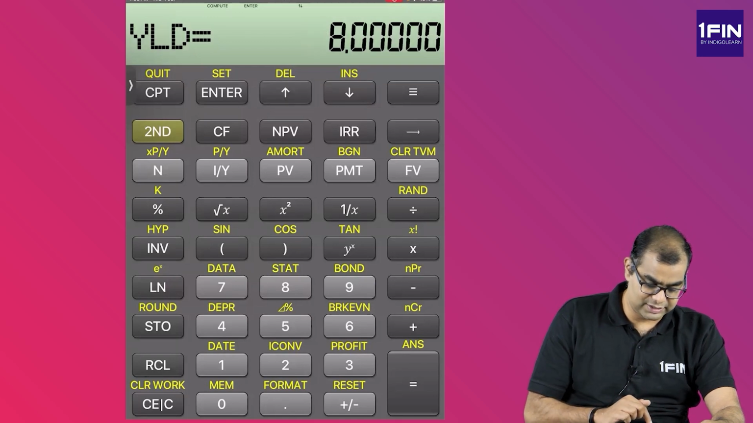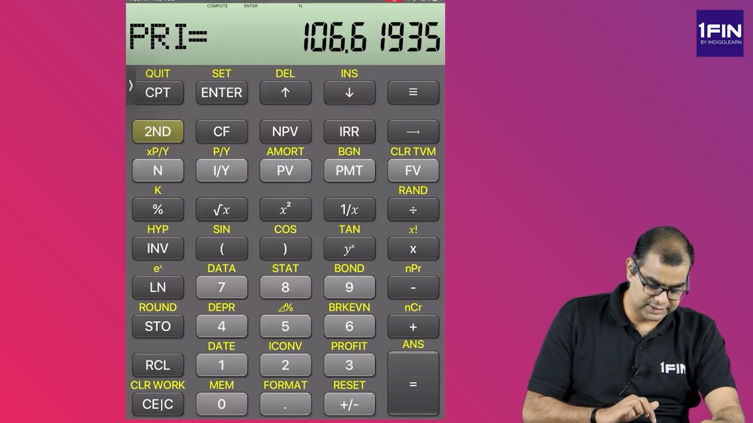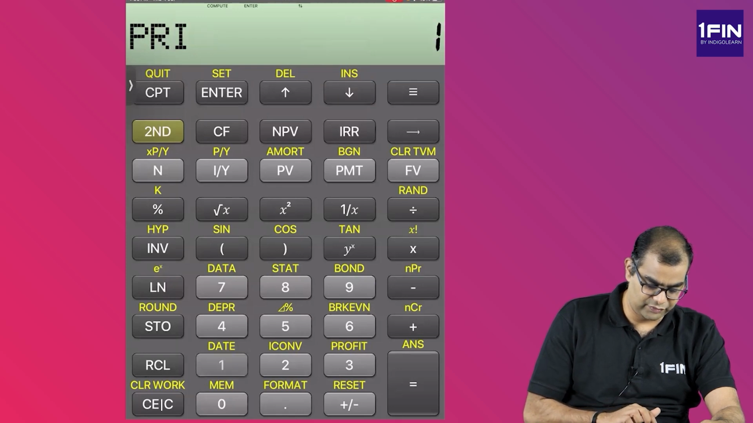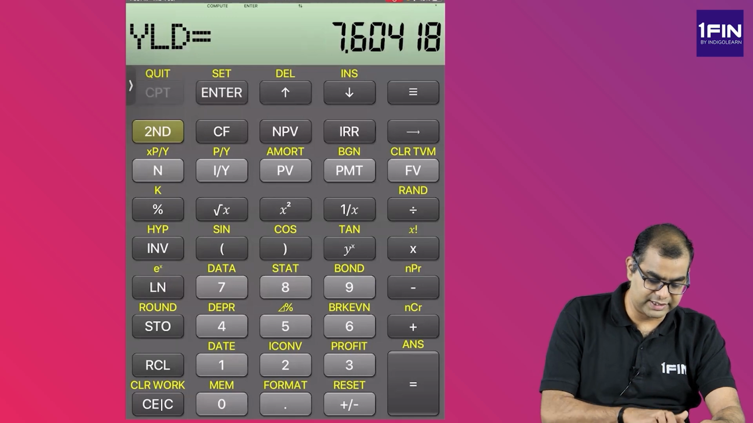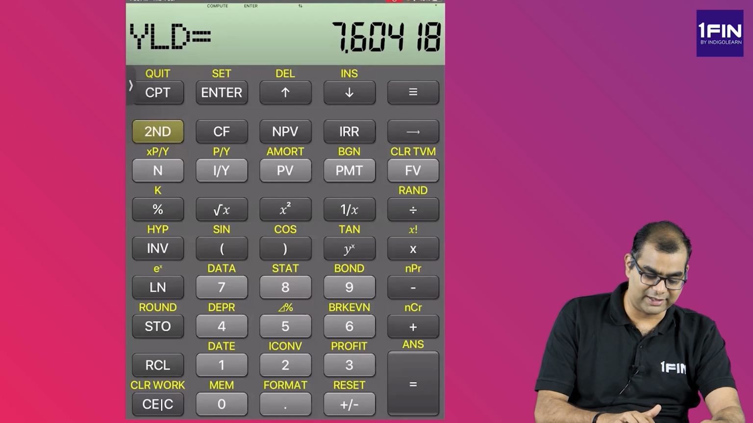Yield is 0. Enter. I'll say price. I'll say 108. Okay. Enter. Then I go back to yield and say compute. So it works backwards and gives you the yield.